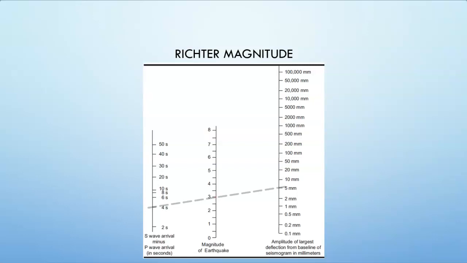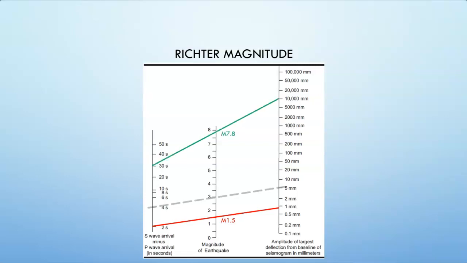Now you give it a try. If the difference in the arrival time of the S and P wave is 2 seconds and the amplitude of the largest wave is 0.9 millimeters, what is the magnitude of the earthquake? Did you get the right answer? The magnitude is 1.5. You will have more practice on the worksheet.